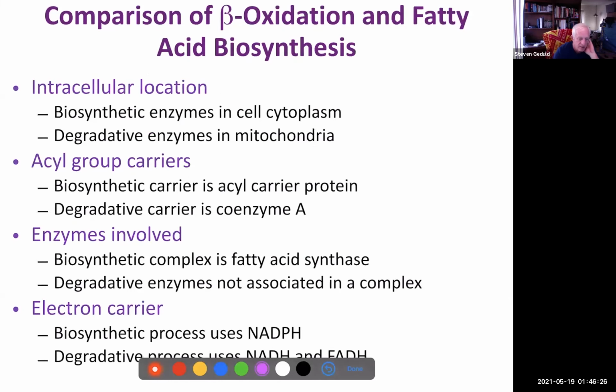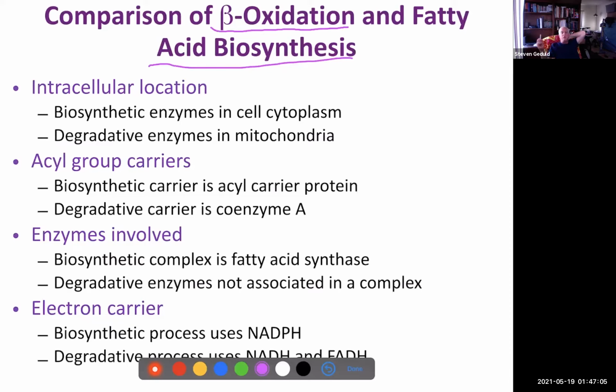Okay. So beta oxidation and fatty acid biosynthesis. Beta oxidation is the breakdown of fatty acids, 2 carbons at a time. Fatty acid biosynthesis is the formation of fatty acids, 2 carbons at a time. So inside the cell, biosynthetic enzymes are in the cytoplasm and degradative enzymes are in the mitochondria, because the mitochondria produce ATP, right? That's what mitochondria do. They produce ATP. 95% of all the body's ATP is produced in the mitochondria. So the degradative enzymes are in the mitochondria where you can break down the fatty acids to produce the ATP you need.